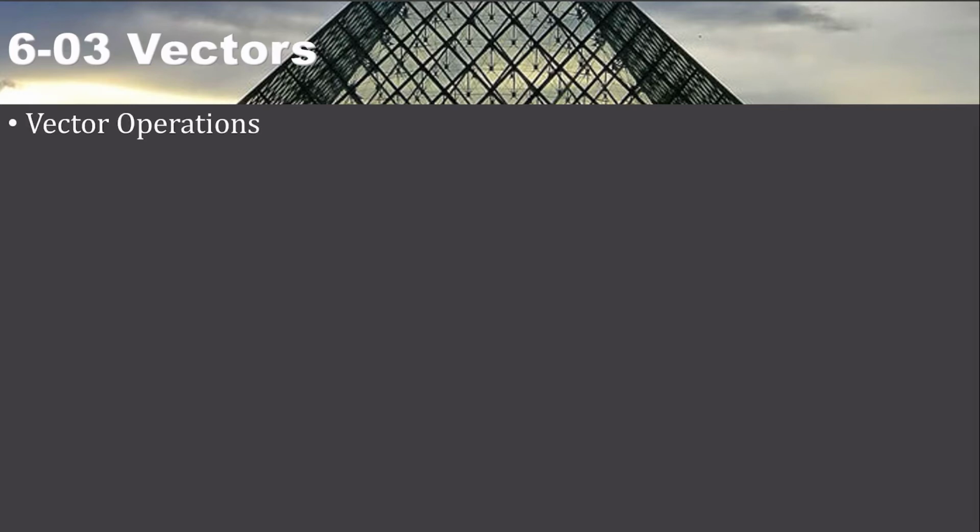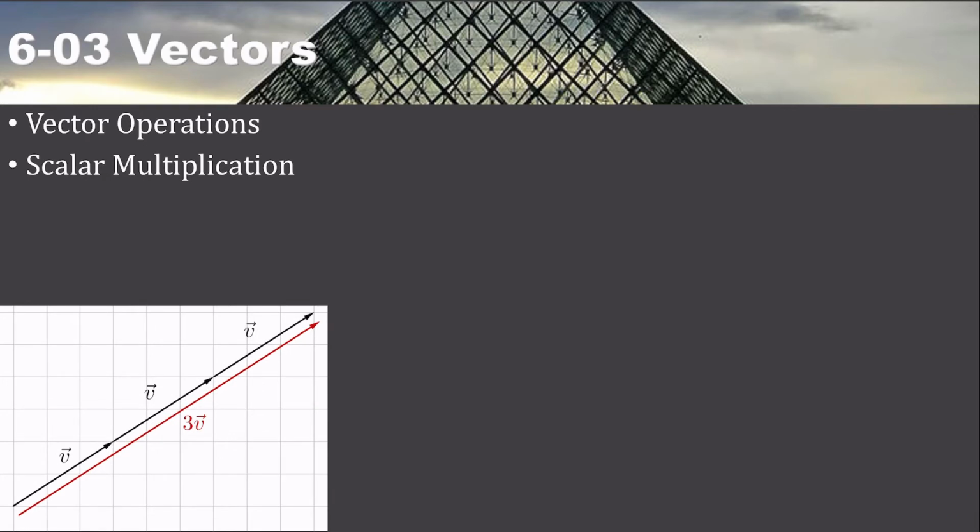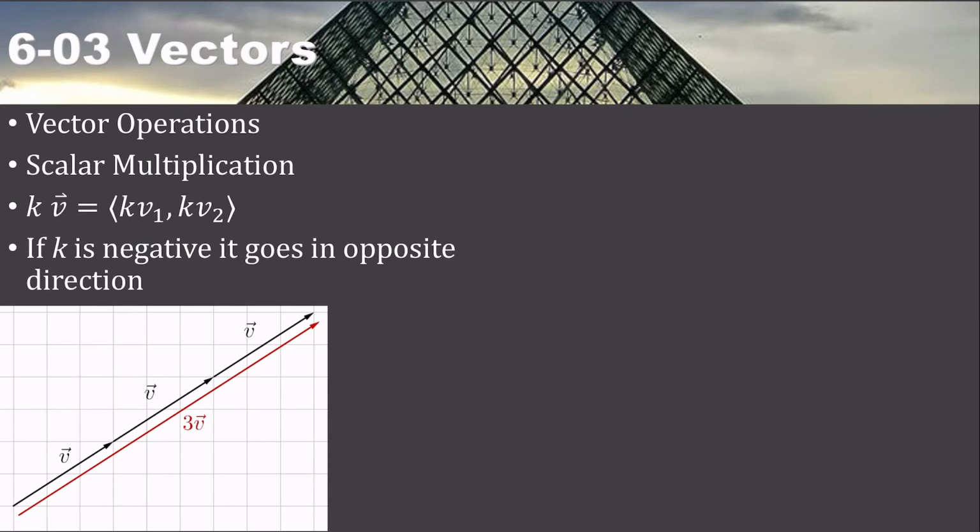The point of vectors is we can do operations with them. So the simplest one is scalar multiplication. Scalar multiplication is like multiplying a vector by 3. So if I have vector v and I want to multiply it by 3, it'd be like having 3 vector v's all in a row. So that is simply multiplying each component by the k. Where if k is negative, it would go in the opposite direction. So if you multiply by a negative number, it flips around, goes in the opposite direction.